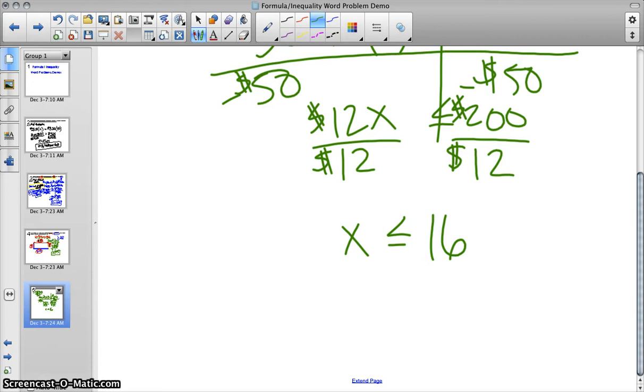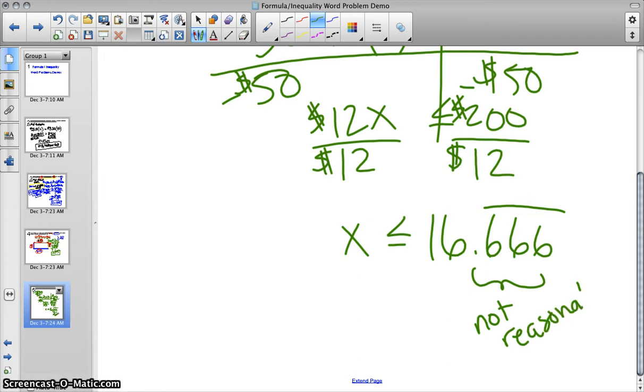Let me just double check that on my calculator. 200 divided by 12 is 16.666. But can we rent a golf cart 0.6 times? No. This is not reasonable. And she wants to stay within her budget, so instead of rounding up, we want to round down because we're talking less than. So x is really less than or equal to 16.